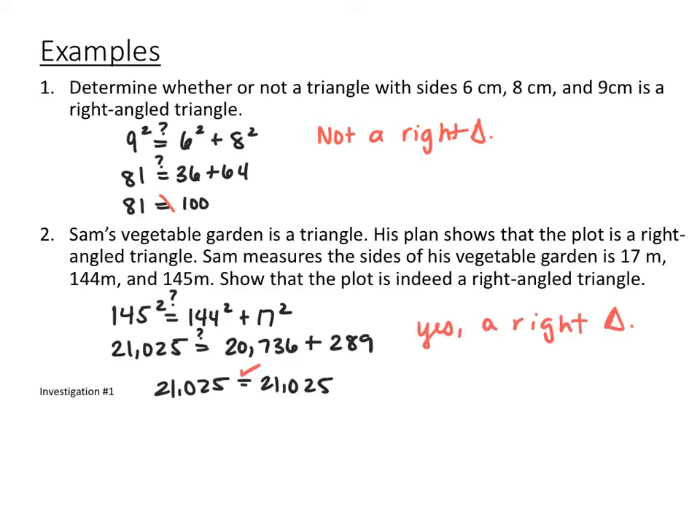So again, using the converse of the Pythagorean theorem, C always has to be the longest side. So I said 145 squared is equal to 144 squared plus 17 squared. 145 squared is 21,025. 144 squared is 20,736. And 17 squared is 289. Add these together and you end up with 21,025 on both sides. So yes, by the converse of the Pythagorean theorem, this is in fact a right triangle.